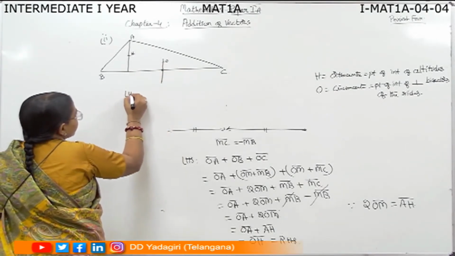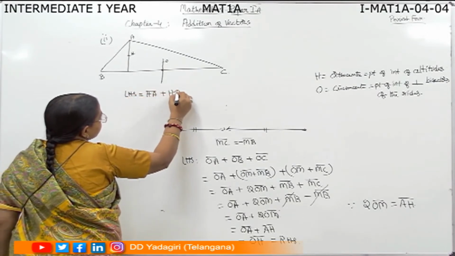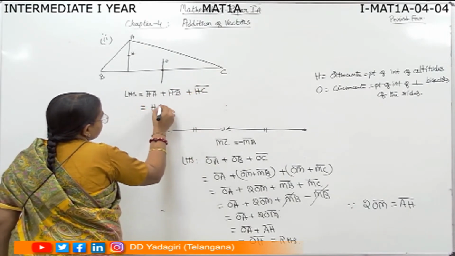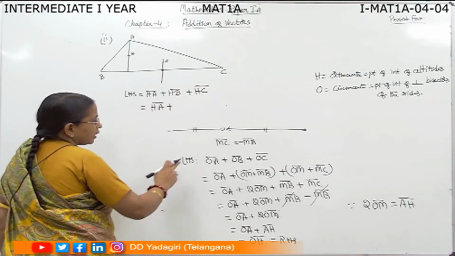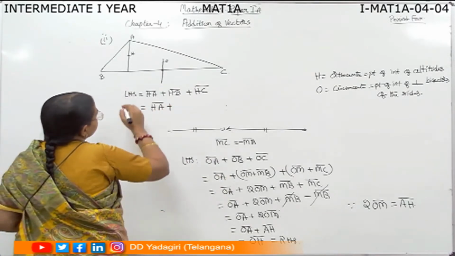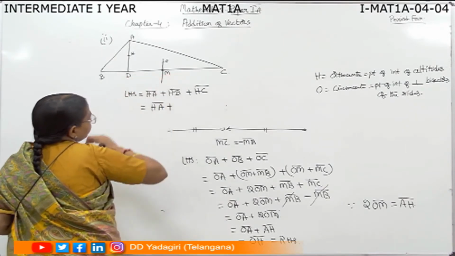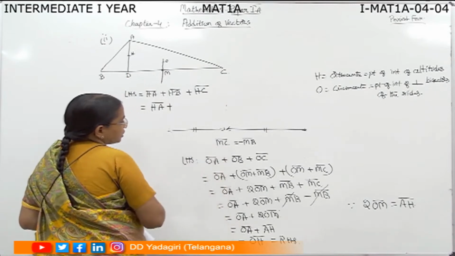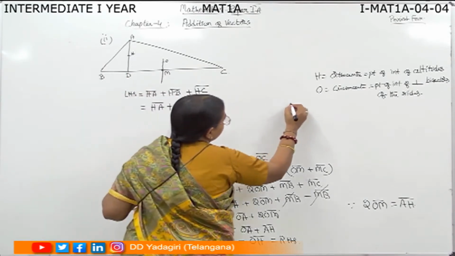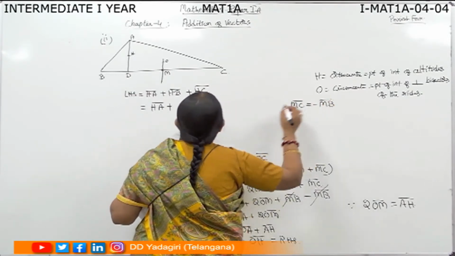HA. We'll take left hand side as HA plus HB plus HC. So HA plus, again we need this, MC is equal to minus MB. So we'll take this as D and this as M. So we need this condition again, MC is equal to minus MB.